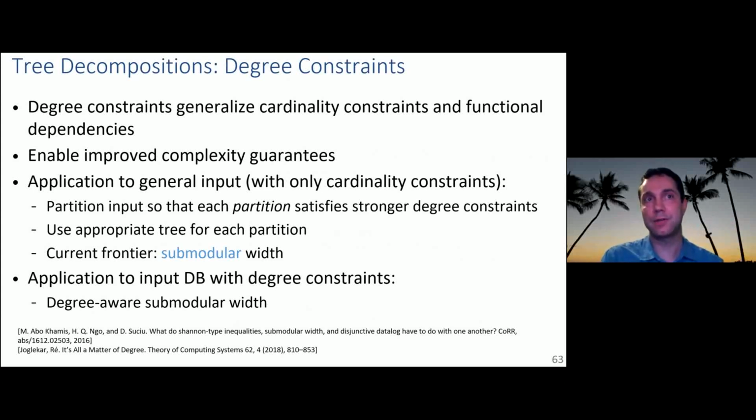And the current frontier on that is what is called a submodular width decomposition. There are some algorithms that can achieve submodular width, and they're still pretty expensive, but this is something that is currently being worked on to find these decompositions more efficiently. If we have an input where we know that degree constraints hold for the entire input, even without these decompositions, we would already get better performance guarantees by using the right tree decompositions. And in general, we can hope for even better than just submodular width, which is now a degree-aware submodular width. There are some citations here to read more about how degree constraints make an impact on these complexities.